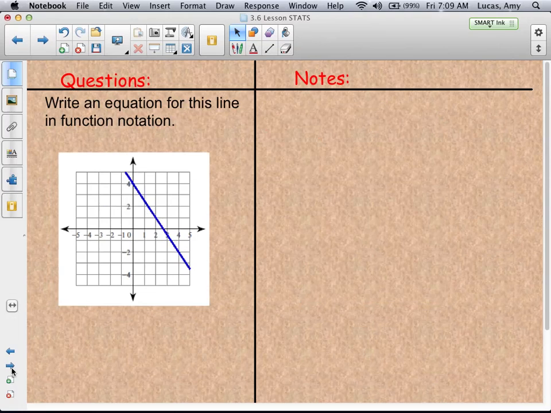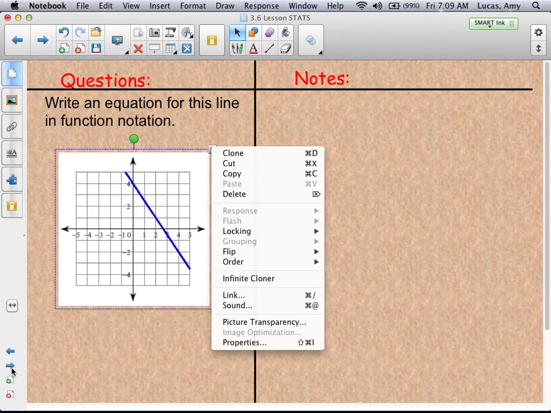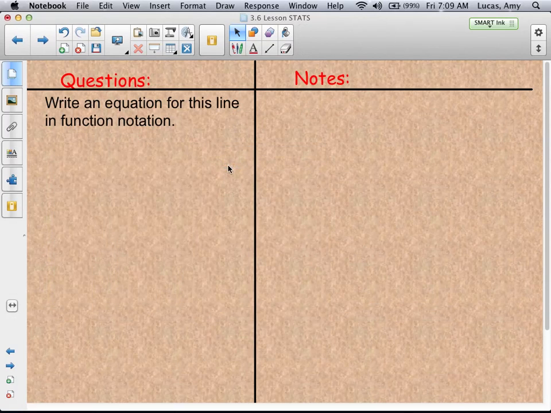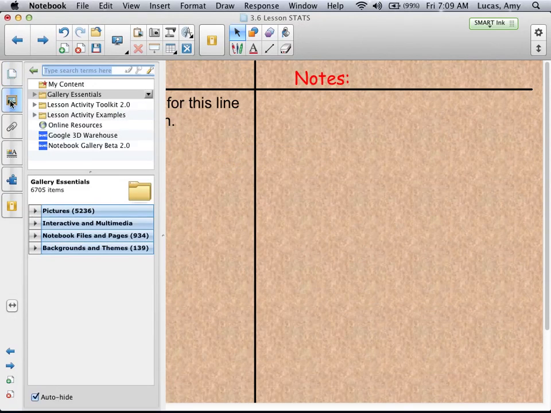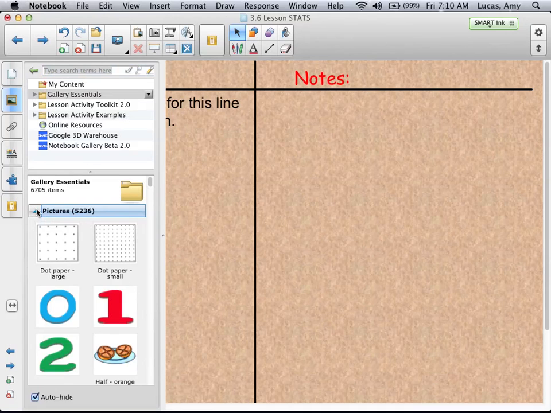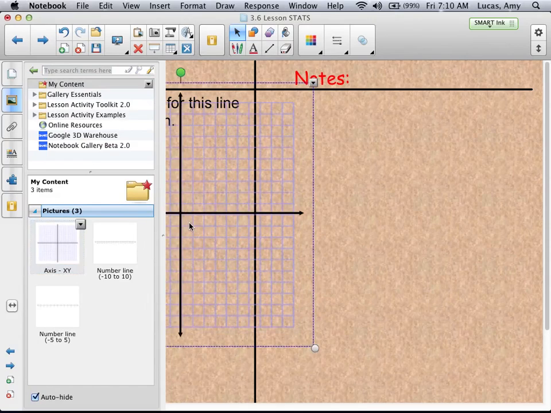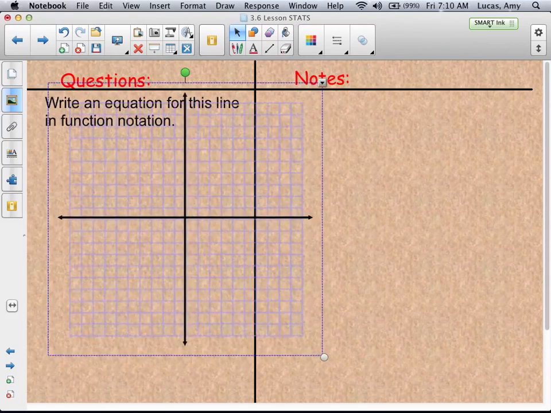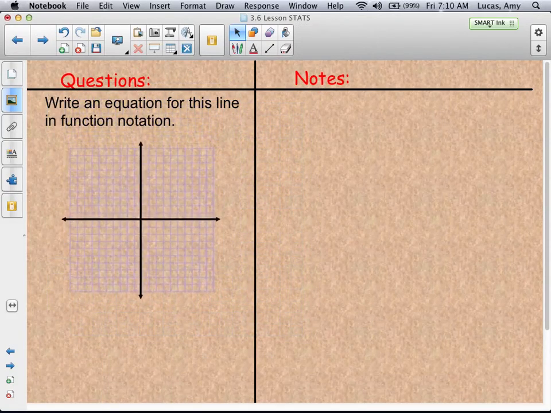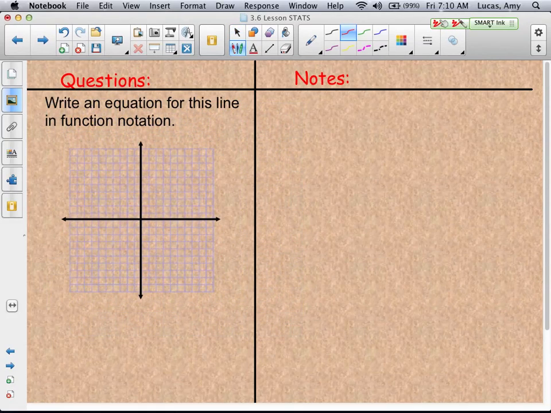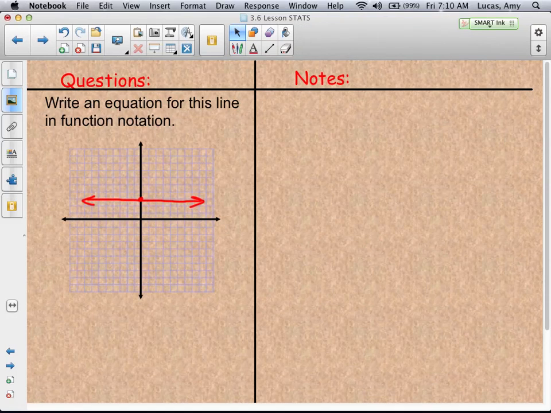Now, I think I'm going to change this. I don't think that we need to see another graph like this. I am going to go with a graph that looks like this, a horizontal line. And we're going to talk about how to write an equation for this line.